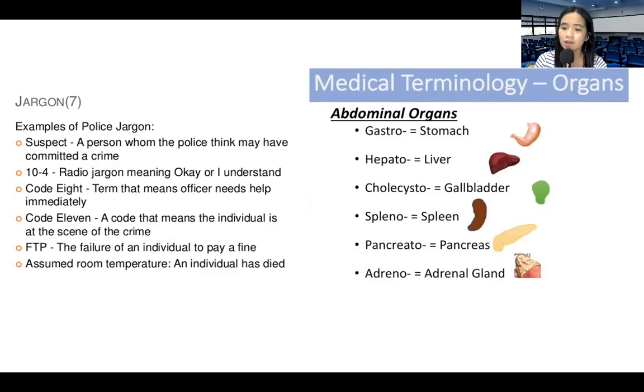For example, you are a policeman and you ride a train or a bus, then suddenly your fellow policeman falls and you need help. You tell the passenger next to you, hey, we have to hurry, help me out because it's code 8. Code 8 in police jargon means an officer needs help immediately.